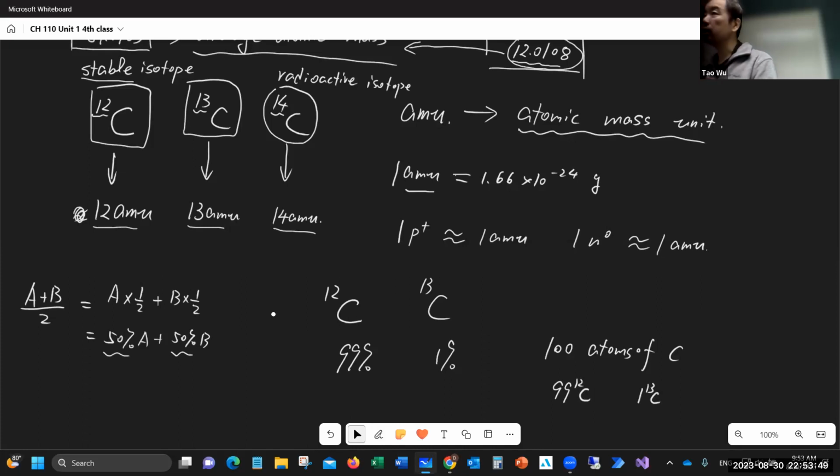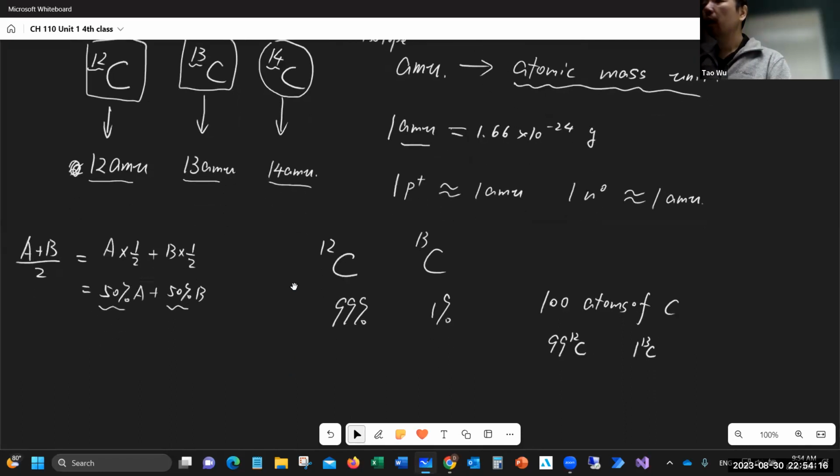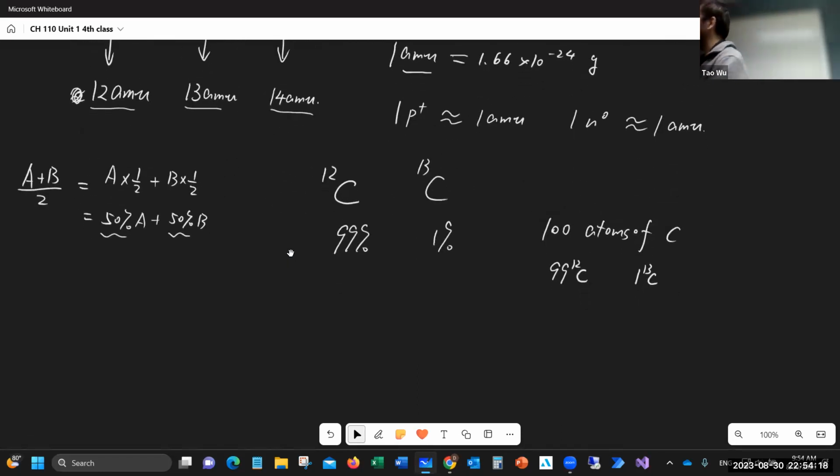So in this case, we're not going to weigh the mass of carbon 12 and carbon 13 equally, because they are not equally present. Most of the world is dominated by carbon 12. So you cannot just add the mass of carbon 13 plus the mass of carbon 12 and divide by 2. That doesn't make sense, because most of what we have is carbon 12. So we do another kind of average, called a weighted average.